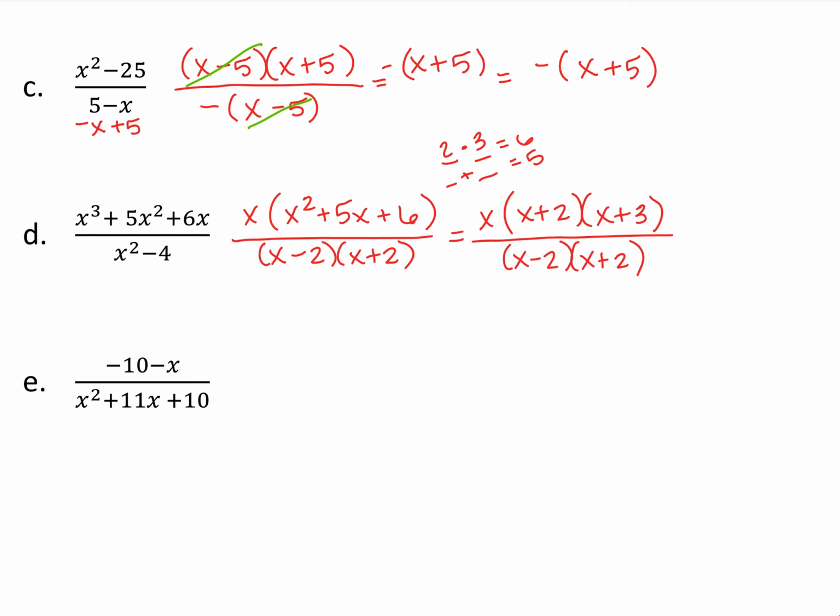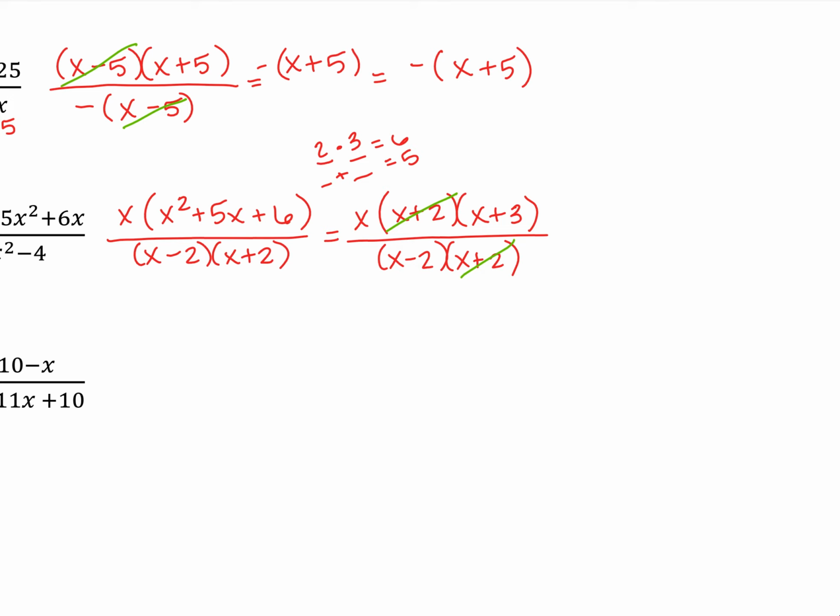Now that I've got my factors, I can start canceling out. The only two things that are in common on top and bottom is that x plus 2. So they cancel out. And again, I leave everything in its factors so that I have that x and x plus 3 remaining in the top and an x minus 2 remaining in the bottom. I'm not going to cancel anything else out because I can only cancel out factor to factor. So he is in his most reduced form.